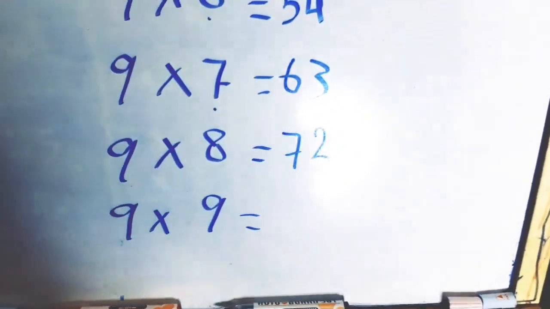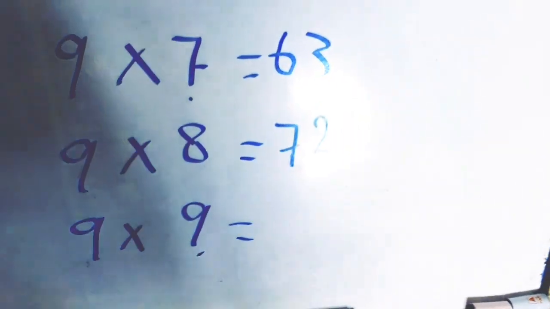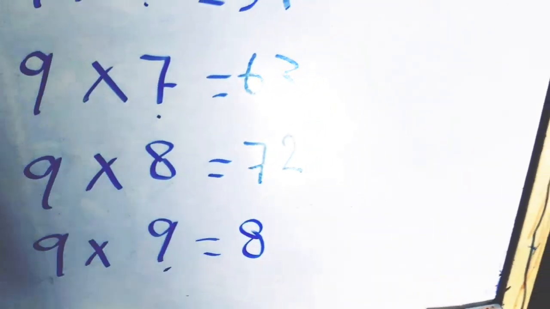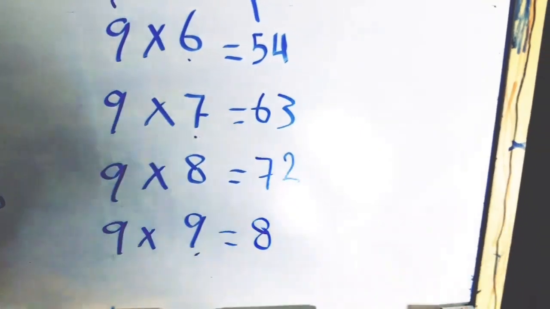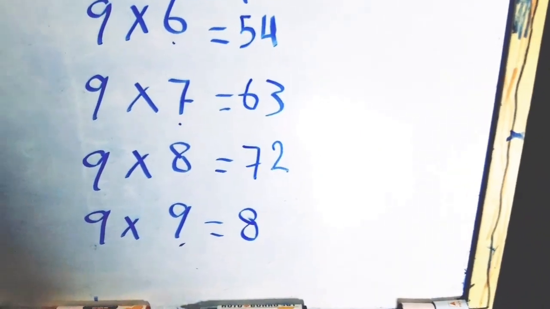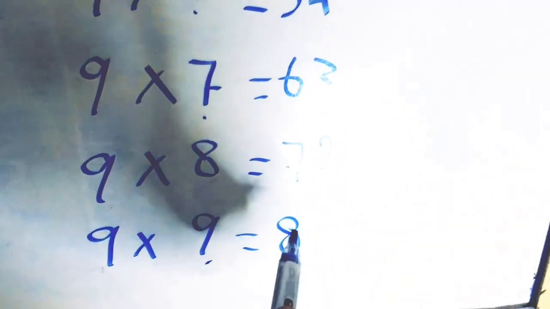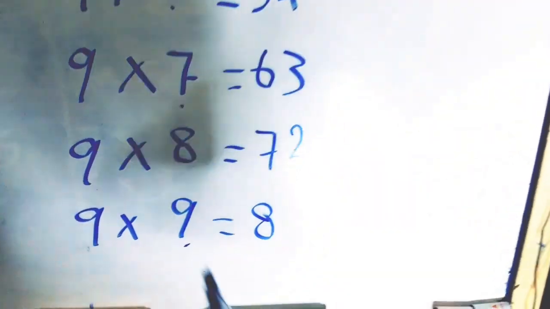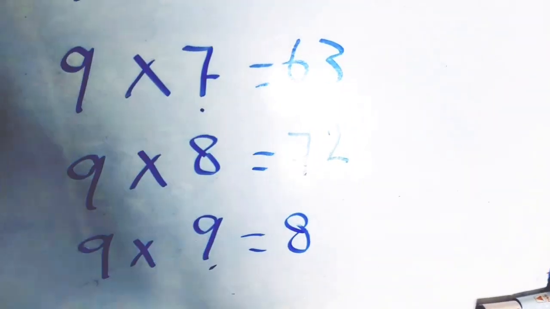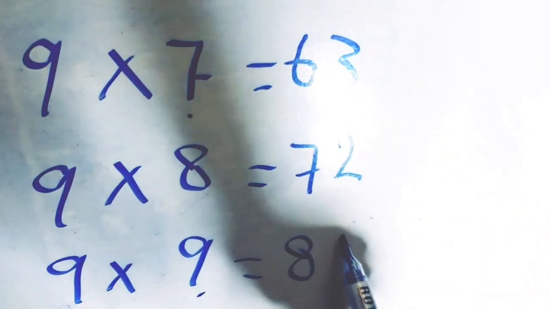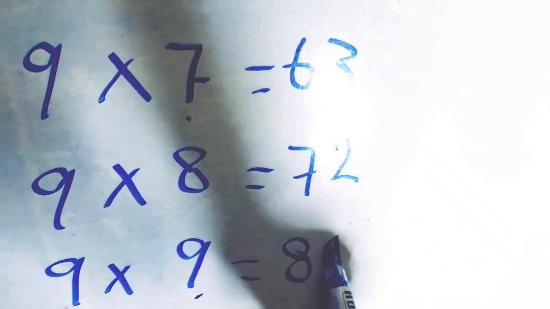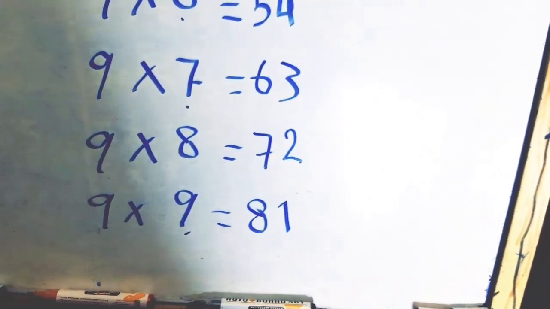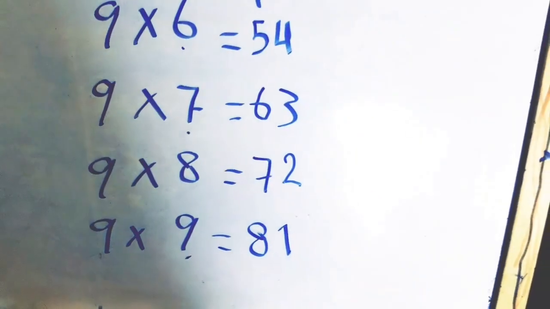9 times 9. We subtract 1 from 9, so we have 8. We write 8 at the tens place, as we have just said. After that, we subtract 8 from 9. So we say 9 minus 8, of course, equals 1. 81 is the multiplication product of 9 times 9.